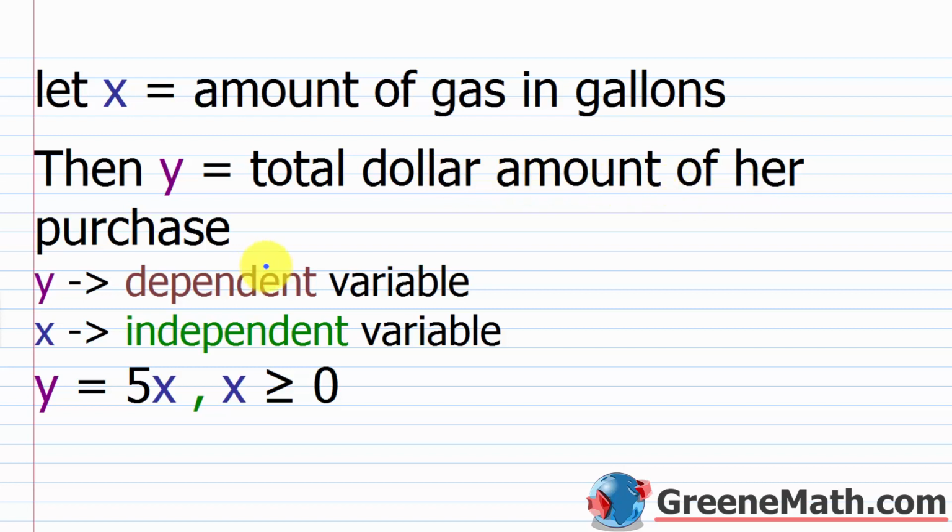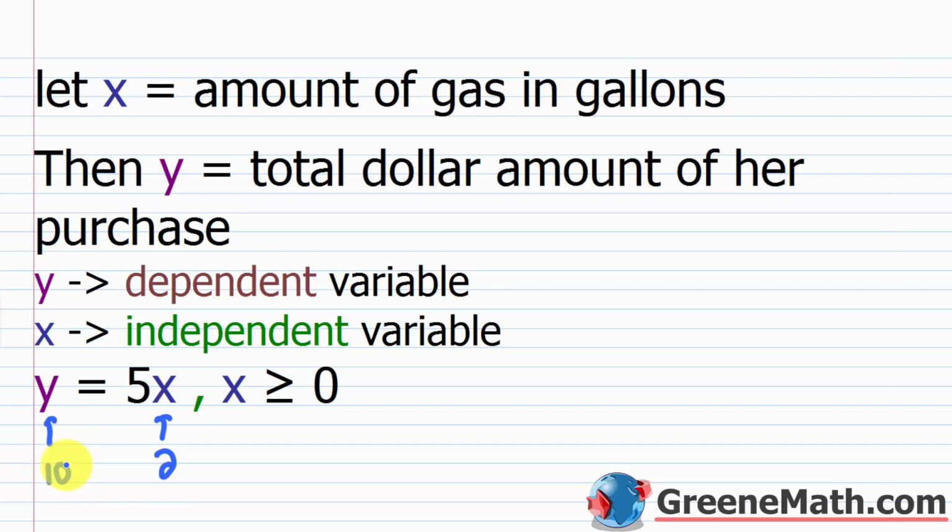So the equation we end up setting up is y, again, this is the total dollar amount of her purchase, is equal to 5, the cost per gallon of gas, times x, the amount of gas in gallons she's going to buy, okay? And you can think about this if I plugged in a 1 here. Well, it's $5 per gallon. She buys 1 gallon. This guy's going to be 5, right? If I plugged in a 2 here, she buys 2 gallons of gas and multiply it by 5, the cost per gallon, I get a y value of 10, so on and so forth.